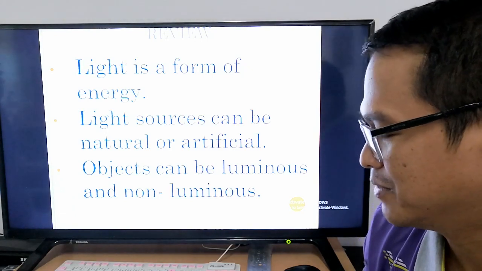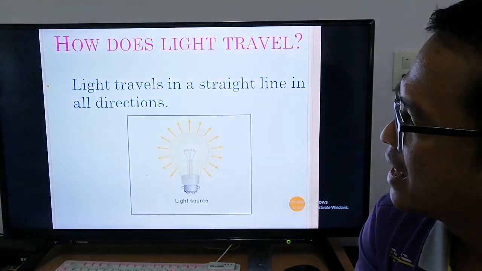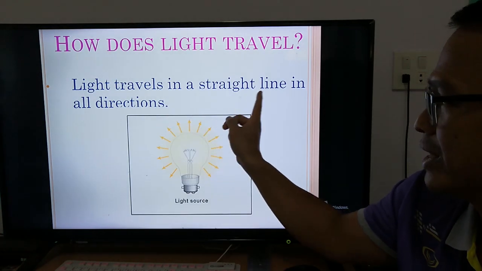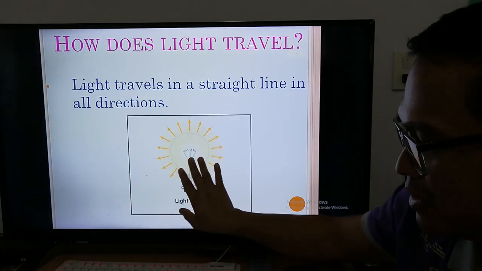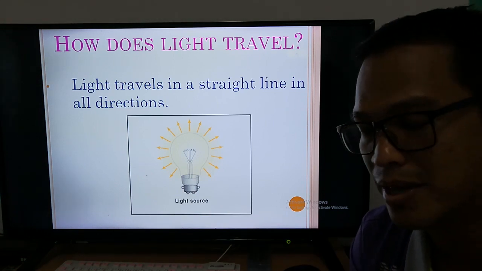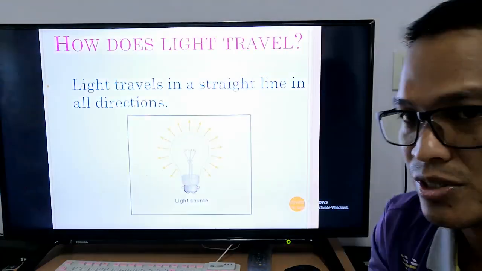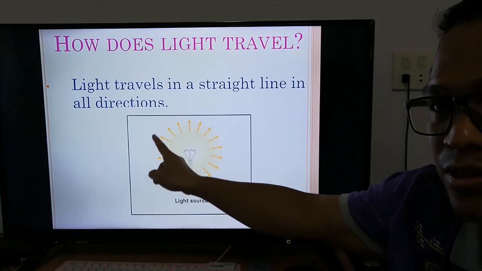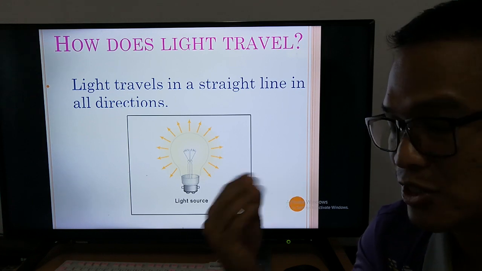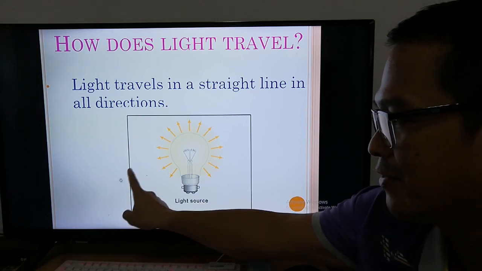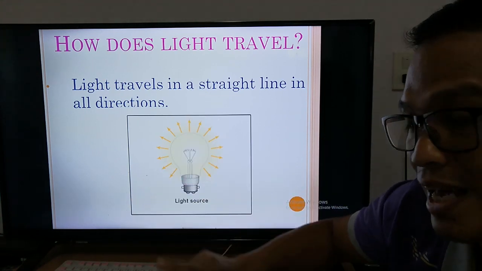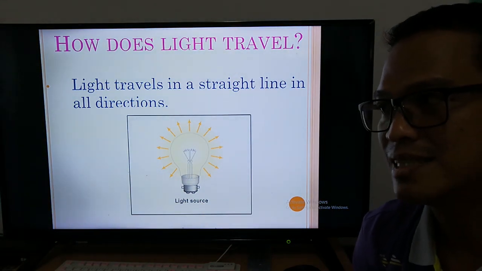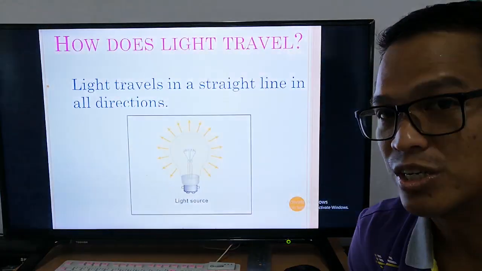Now, let's move on to our next page. How does light travel? Light travels in a straight line in all directions. For example, this is our source of light, a bulb. Light travels in all directions, which means that wherever we put ourselves, we can see the light traveling in a straight line. If we are here, we can see light. We are here, we can still see light. And if we are here, we can still see light. Unless the light is blocked, light travels in a straight line.